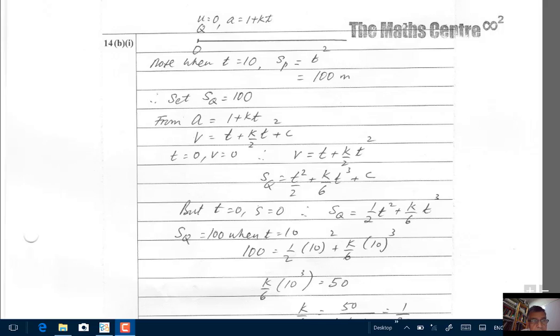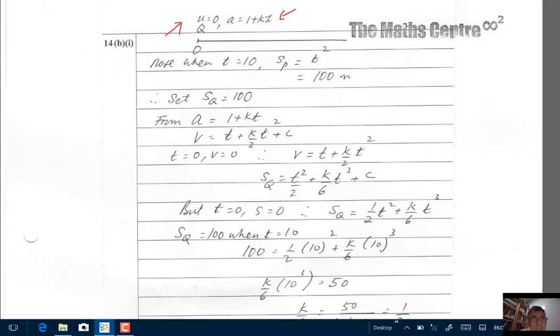Q accelerates from rest with variable acceleration. Note from rest, so initial velocity is 0, u is 0. The acceleration is given as 1 plus kt, and you're told that k is a positive constant. And you're told also that Q passes P when t is 10.